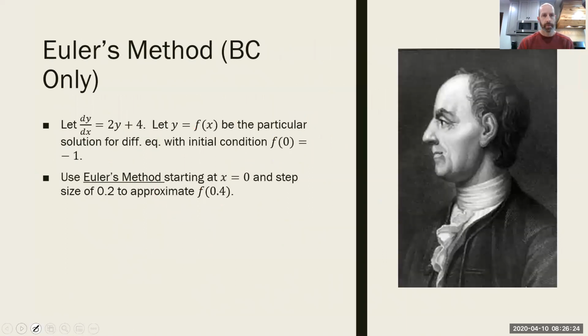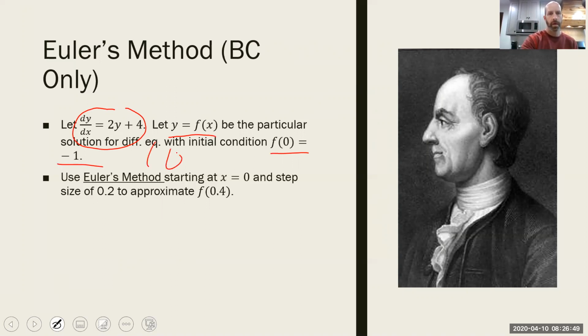Okay, last example. The last example is only for Calculus BC students, so if you're an AB student, if you want to watch, you can, but if you're not interested, this isn't on your exam, so I wouldn't worry about it. So here we have a differential equation, and we're told that y equals f of x is a particular solution for this differential equation. We're given that the initial condition here is (0, -1), and we're asked to use Euler's method, and you can probably guess who that guy is right there. Starting at x equals 0 and a step size of 0.2 to approximate f of 0.2.